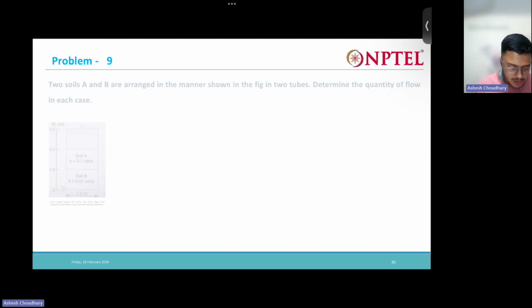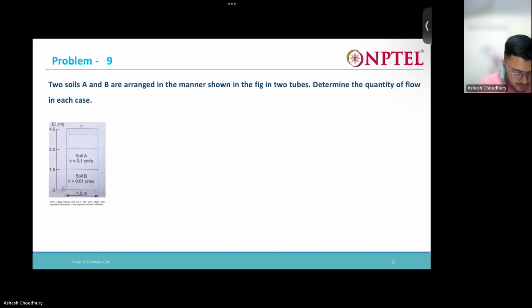Let us come to this problem. Two soils A and B are arranged in the manner shown in the figure. You can see there are two soils arranged one above the other, and the flow is occurring in this direction, like this. The dimensions are also given, elevations are given.